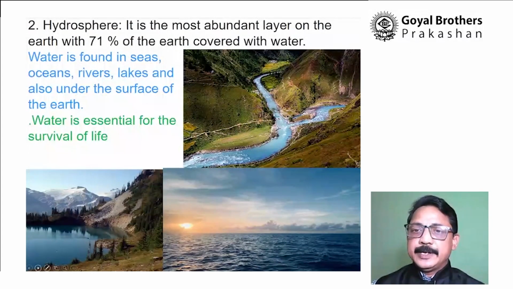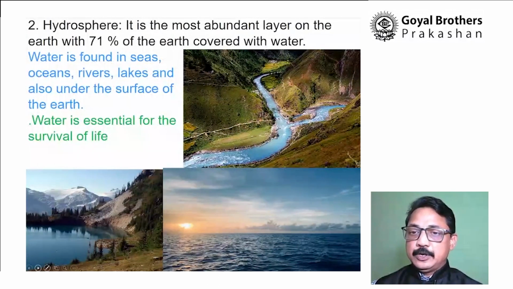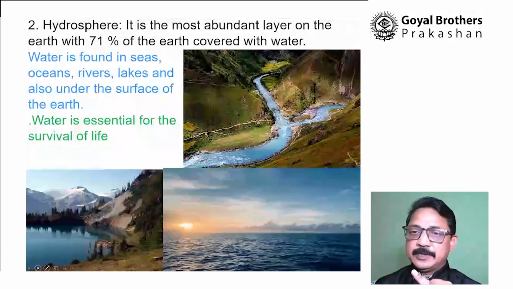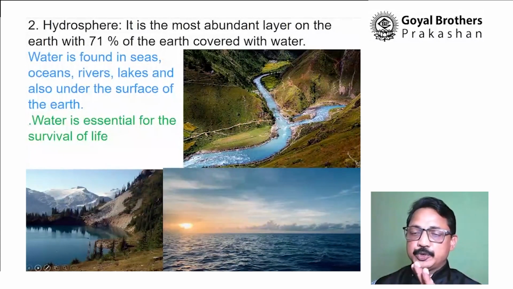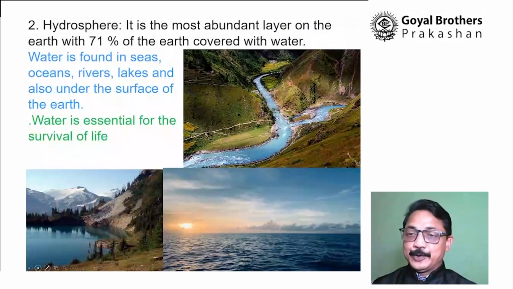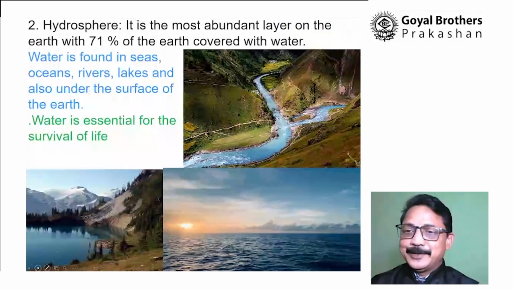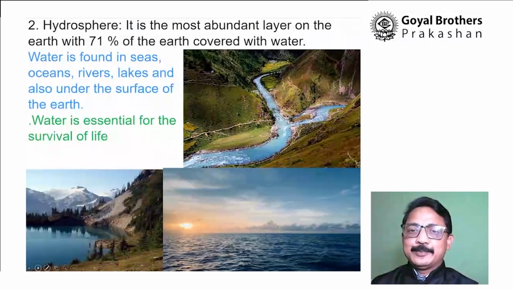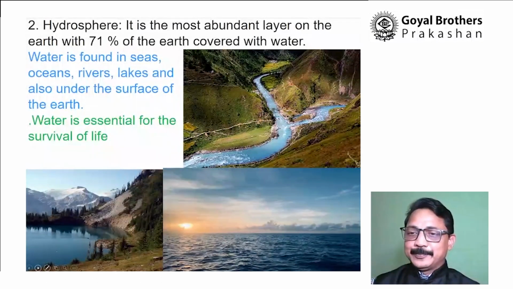Now, hydrosphere is the second sphere, as I told you, consisting of water. Water present in lakes, in rivers, water present in seas, oceans, all this water together we call by the name hydrosphere, and Earth's 71% part is covered with hydrosphere, which is a very huge part. In fact, our Earth's name should have been water instead of Earth.